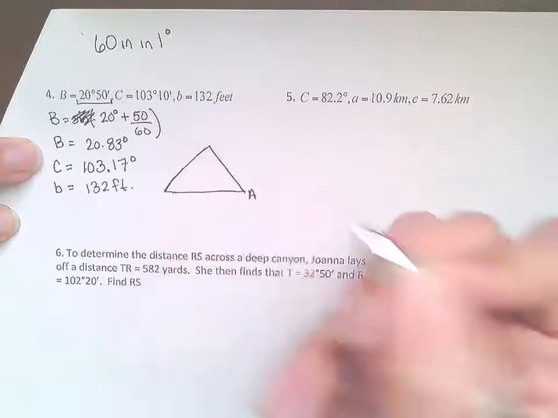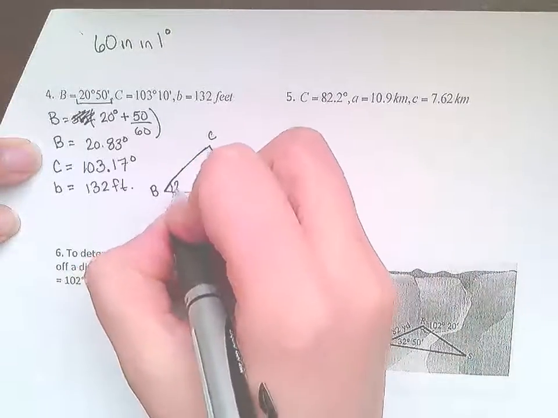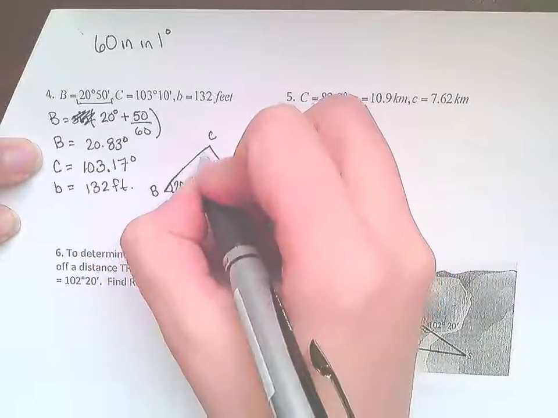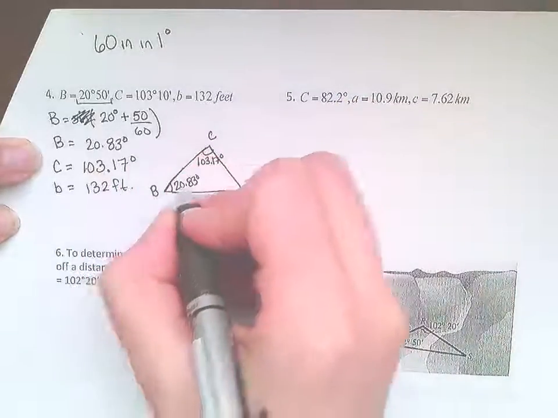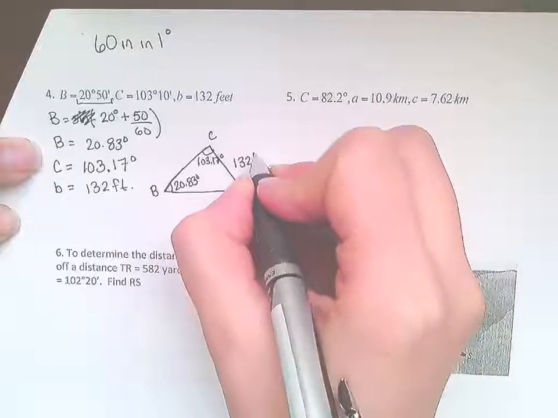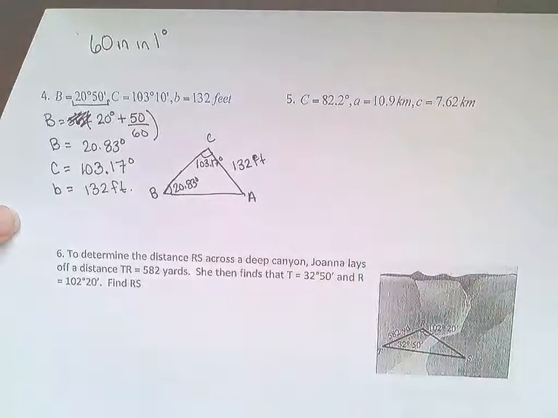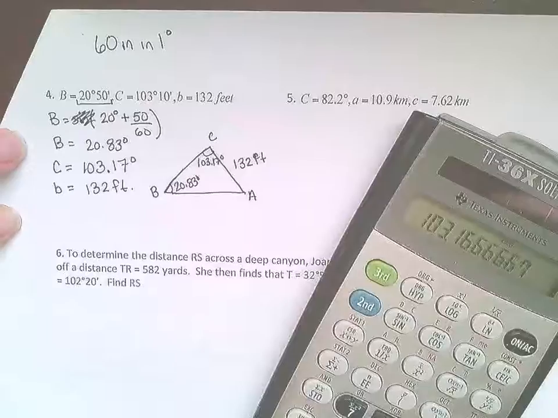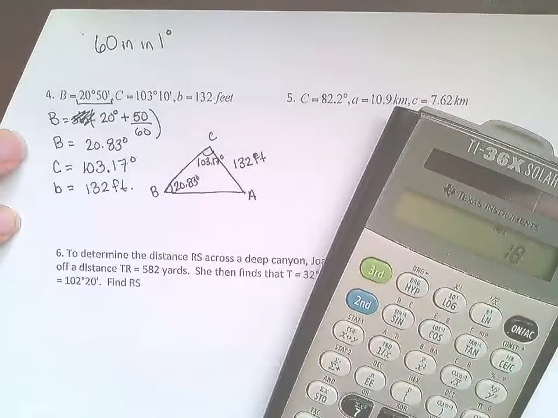And then I'm going to call this one angle A. So it really doesn't matter how you draw your triangle. So angle B is 20.83 degrees, angle C is 103.17 degrees, and then your side B, which is directly across, is 132 feet. Now because we're given two angles, obviously we can figure out our third angle, which is 103.17 plus 20.83, and then we subtract that from, I don't even know how to do this on this calculator.